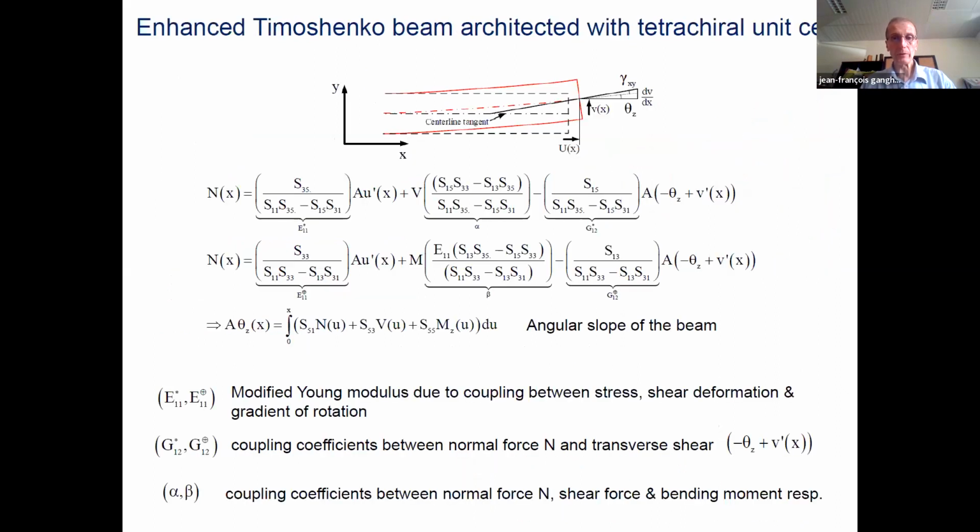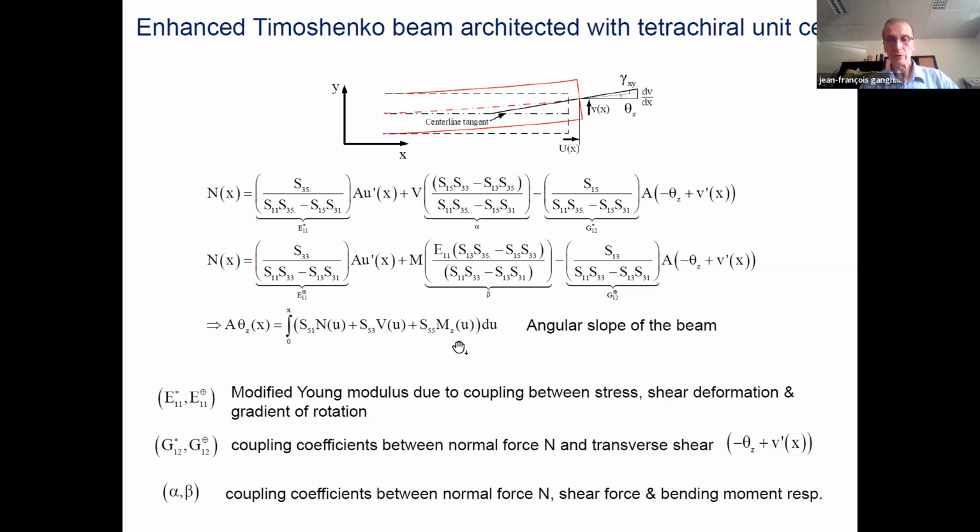And now I will use this Cosserat constitutive law to build an extended Timoshenko beam model in which those higher order coefficients will enter. So I will have a coupling between normal force and extension, which is classical, and there will be an additional coupling between the normal force and the vertical deflection. And here I can also compute the angular slope of the beam, which will depend on the normal force, on the transverse force, and on the bending moment.